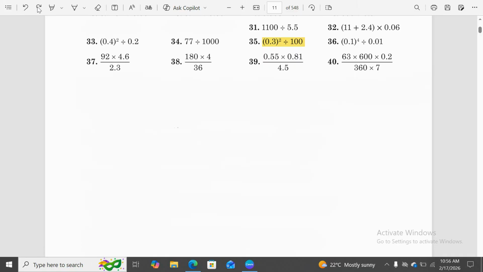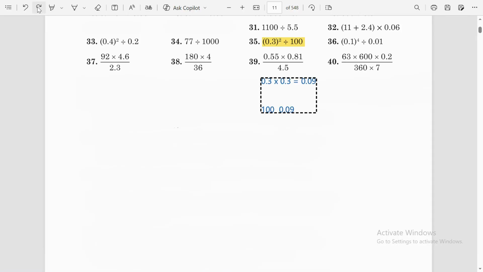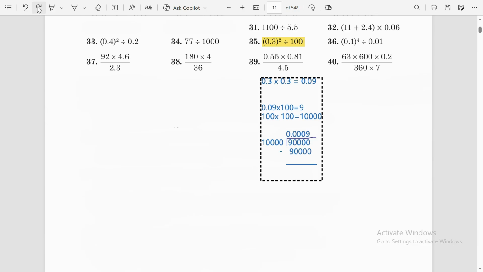Now the next question, again it's the same type. I'm sure by now you people know how to solve it. The first step is multiplying 0.3 by 0.3, and then before division we'll multiply 0.09 by 100, which is equal to 9, and 100 multiplied by 100 is 10,000. This way it's easier rather than multiplying a decimal dividend by a divisor.